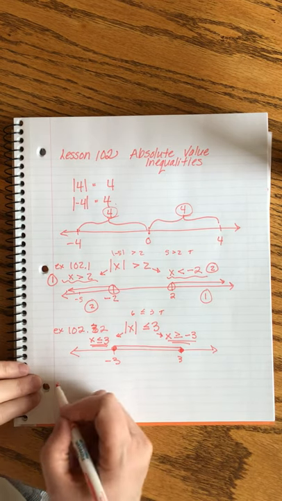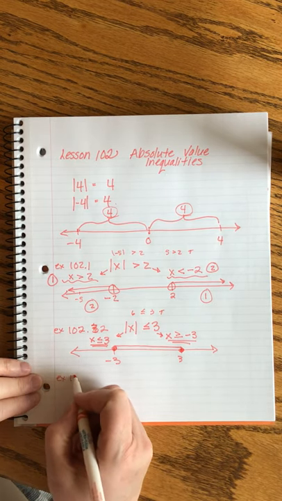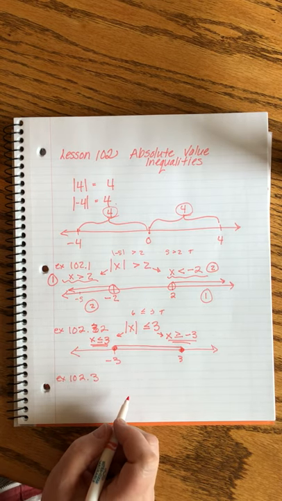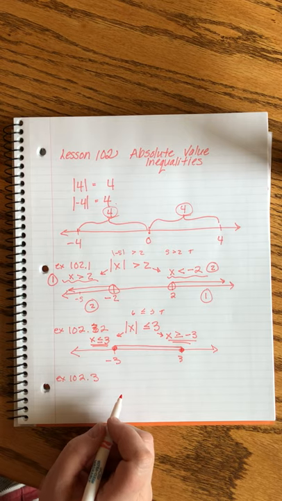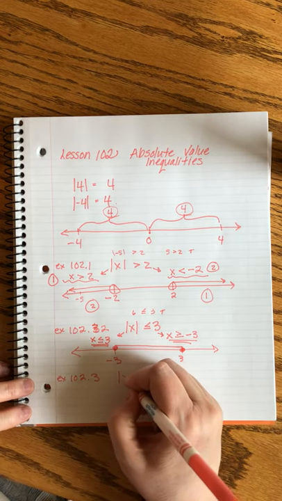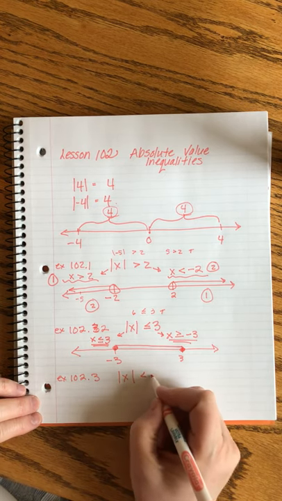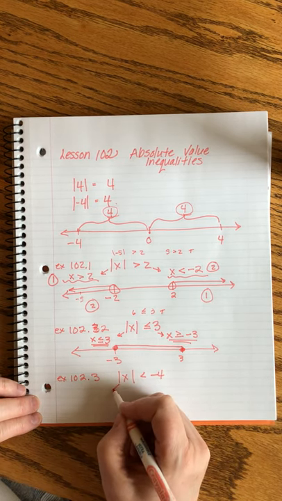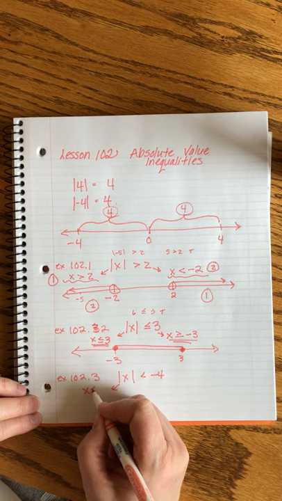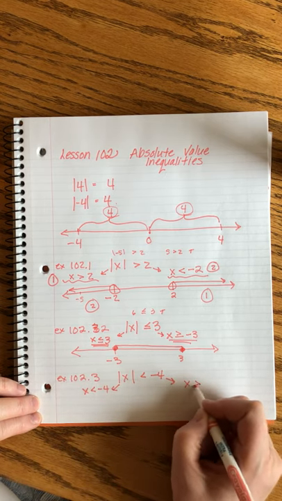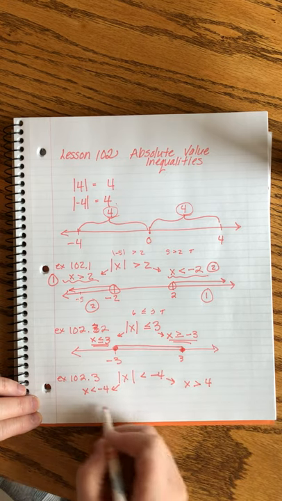Okay, example 102.3. There are 6 examples to this one, but they're all pretty straightforward. Graph: absolute value of x is less than minus 4. Okay? Break it apart. X is less than minus 4, and x is greater than positive 4.